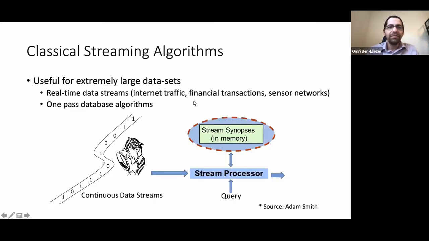I guess most or all of you know about the streaming model of computation, which is very useful for analyzing extremely large data sets. For example, internet traffic or sensor data or algorithms for databases. Usually in streaming, we care about algorithms that have small space, but sometimes we want algorithms that have good runtime or good sample complexity.